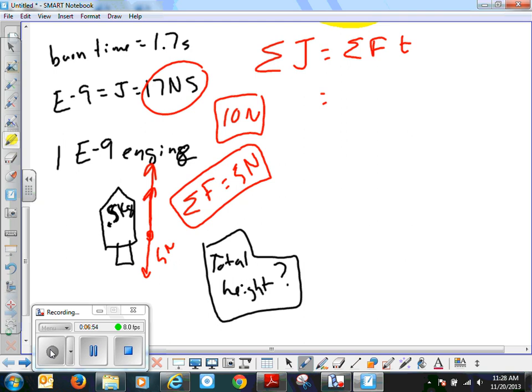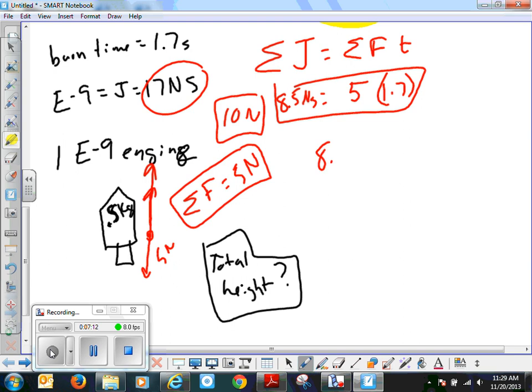Okay. So then the summation of impulses would be 5, because that's the summation of forces, times 1.7, and that then equals 8.5 newton seconds. Okay, and so 8.5 newton seconds then equals the change in momentum, which we started with a 0 velocity. This way we're going to figure out our final velocity. So divide both sides by the mass, 0.5. So the final velocity is 17 meters per second.